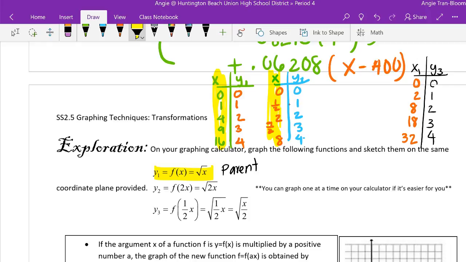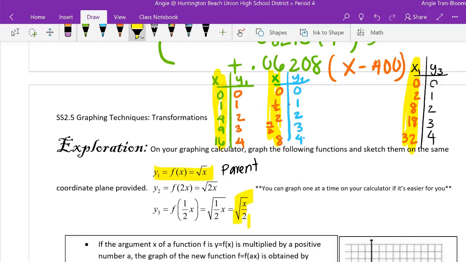Now let's compare y3 to the parent. What's different here compared to the parent? The leading coefficient now is what? A half. Okay, but now look at the table. What is up with the table? A double. So what happened when you flip the half? When you flip the half, what number do you get? You get a 2, right? So now look at the table. It's bigger. So is that a stretch or is that compressed?